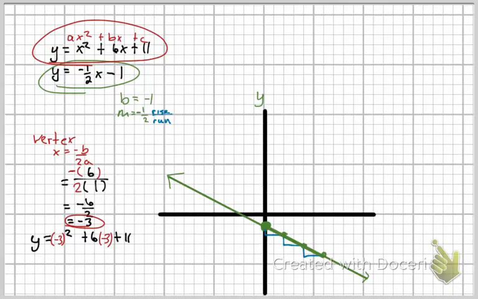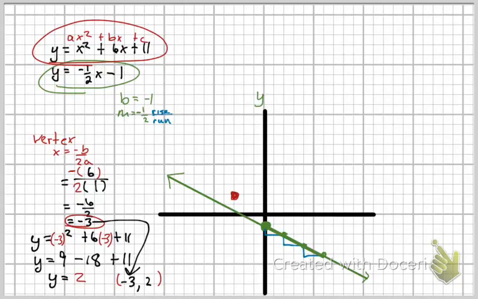We're going to start to work it out. So negative 3 squared would be positive 9. 6 times negative 3 would be negative 18 plus 11. We end up with a positive 2, I'm sorry. And so what that's going to tell us is if x is negative 3, our y value was positive 2. So there's our starting point, negative 3, positive 2. And there's our vertex.